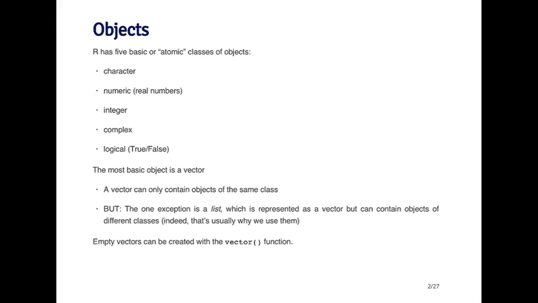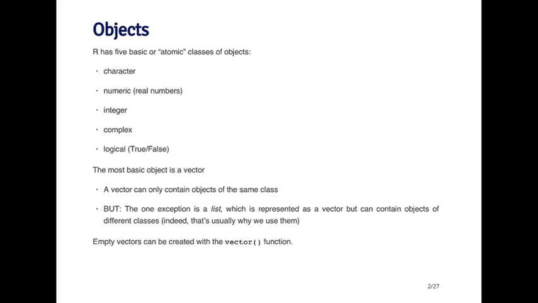The most basic object in R is what's called a vector. A vector can contain multiple copies of, for example, a single type of object. So you can have a vector of characters or a vector of integers. One thing you cannot do with a standard vector is have mixed types of objects. You cannot have a vector of characters and numerics, or numerics and integers, or integers and logicals. Everything in a vector has to be of the same class.